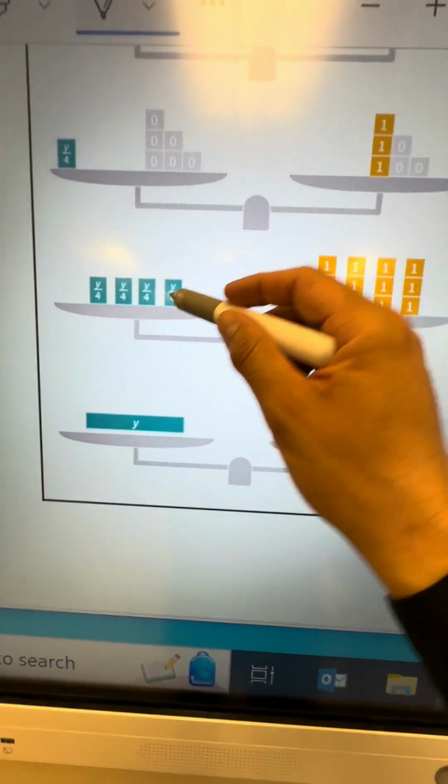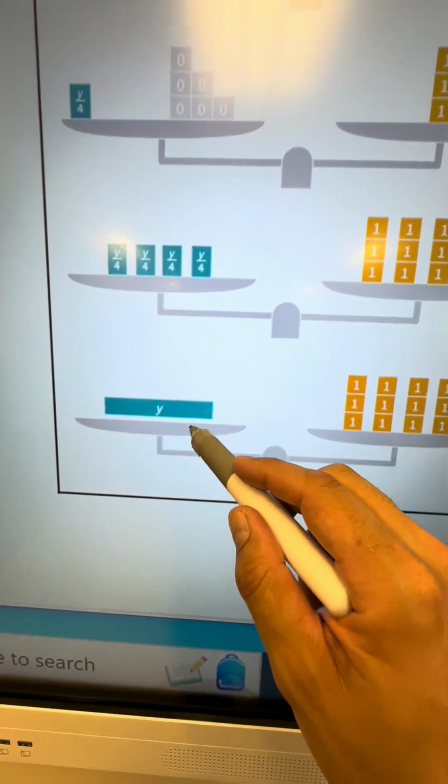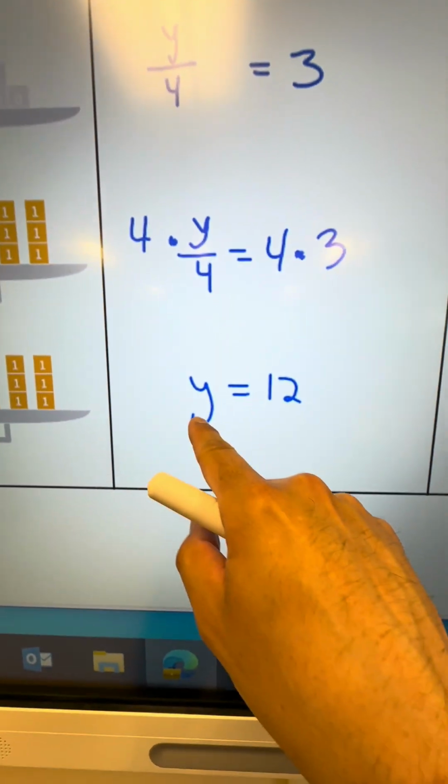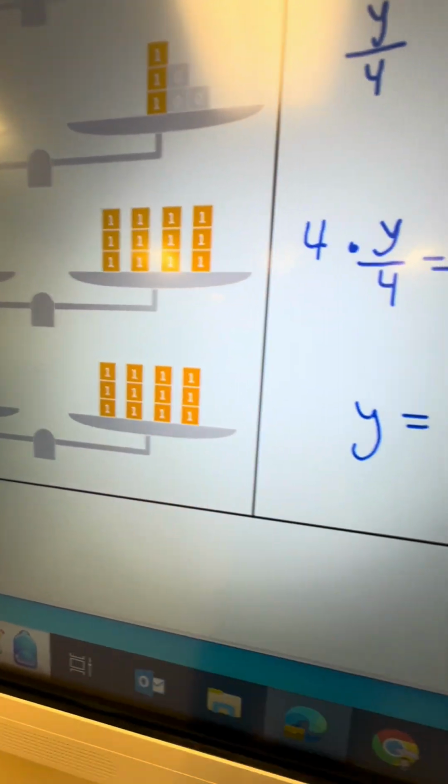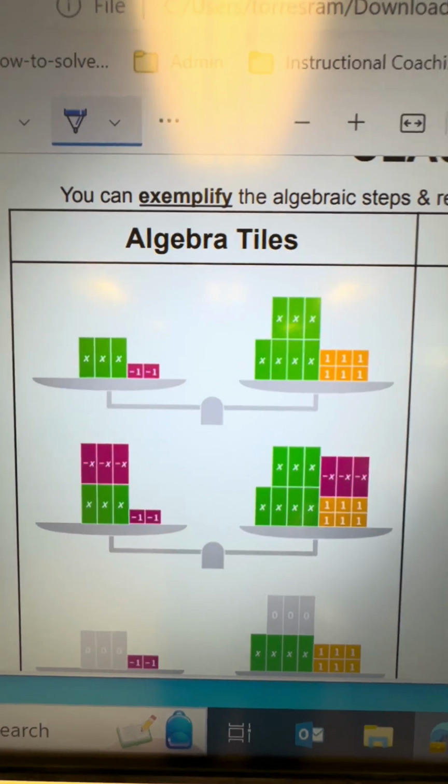And then in the last step, you can see 4 of these together make up one whole amount. Therefore, 4 times that amount is just 1y equals, and then we have 12 on the right side. That's our solution. And here's our last example.